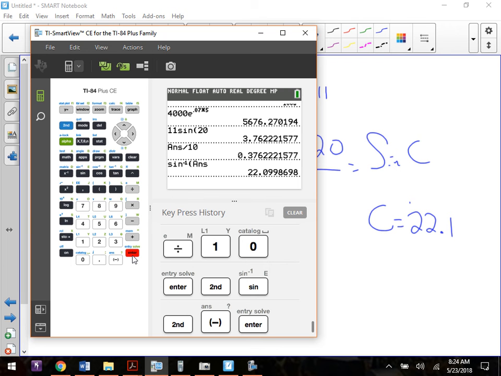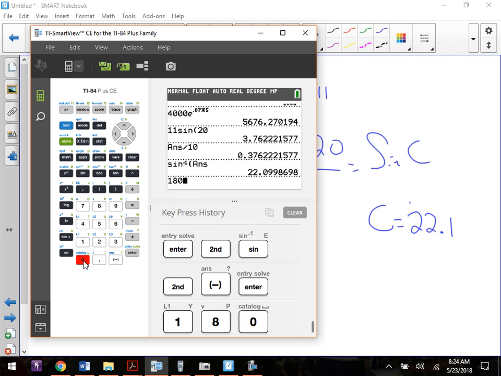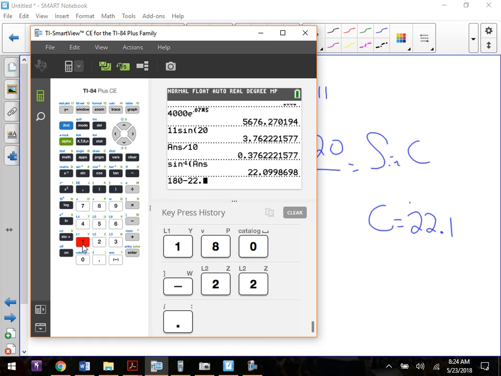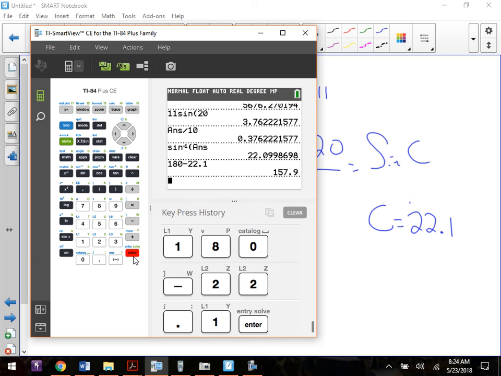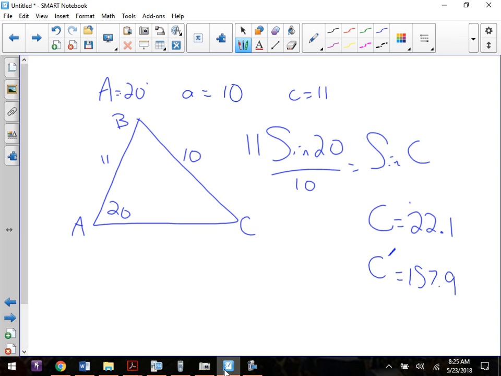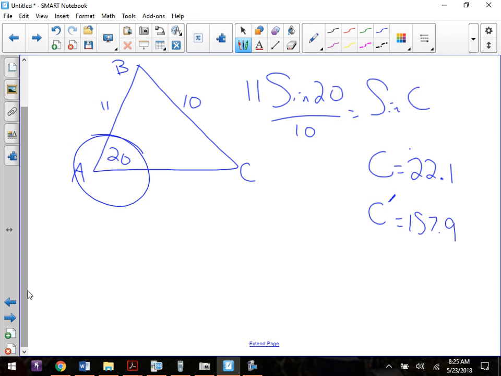So what I do is I go and figure out its supplement. 180 minus 22.1, and I get 157.9. Remember, we call that C prime. Then I go back and look at what my original angle was. Our original angle is A, which is 20. If I add that to the supplement, I get 177.9. Is there enough degrees left to make a second triangle? Yeah. That's what it meant to check the ambiguous case.